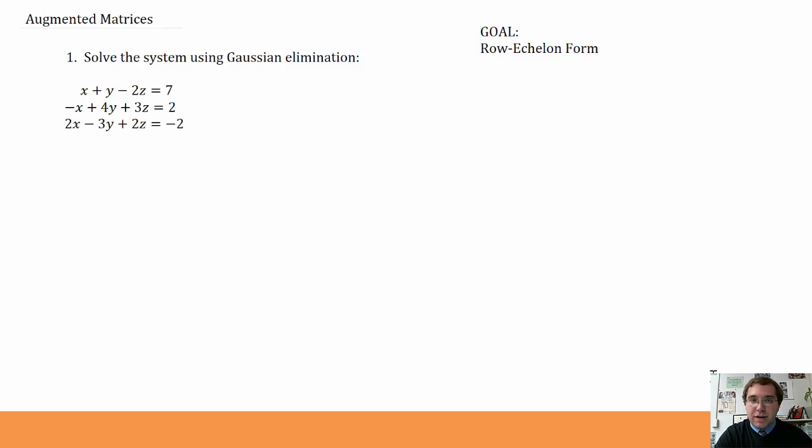This is a video on augmented matrices. Let's just jump straight into an example, why don't we? Solve the system using Gaussian elimination. x plus y minus 2z equals 7. Negative x plus 4y plus 3z equals 2. 2x minus 3y plus 2z equals negative 2.